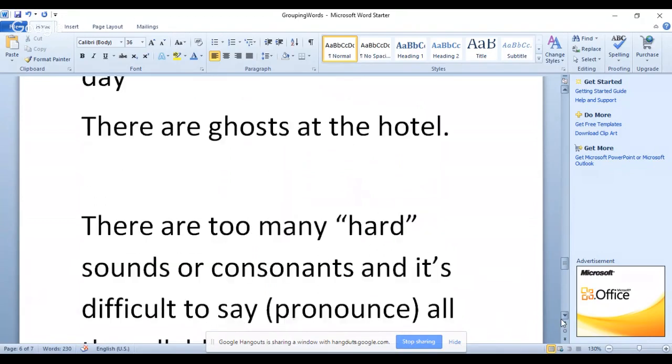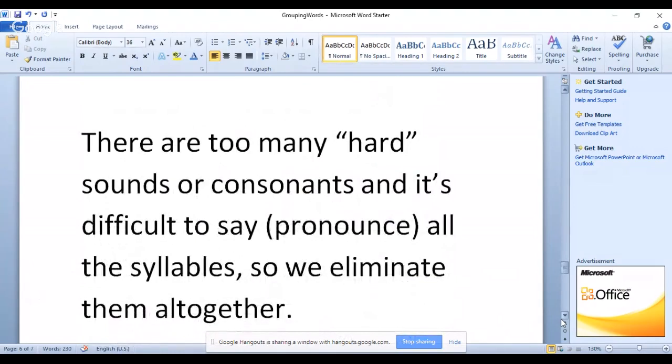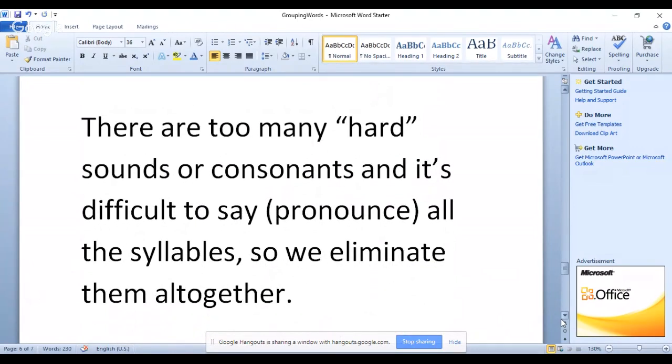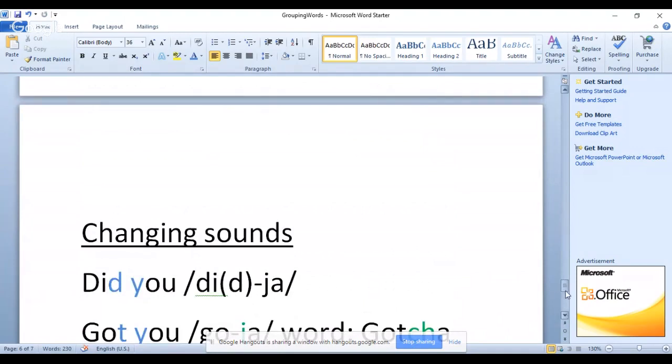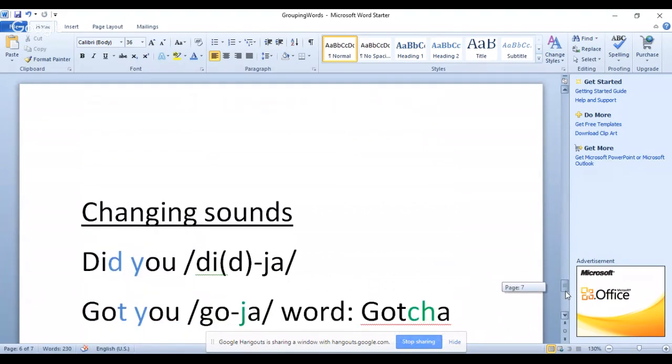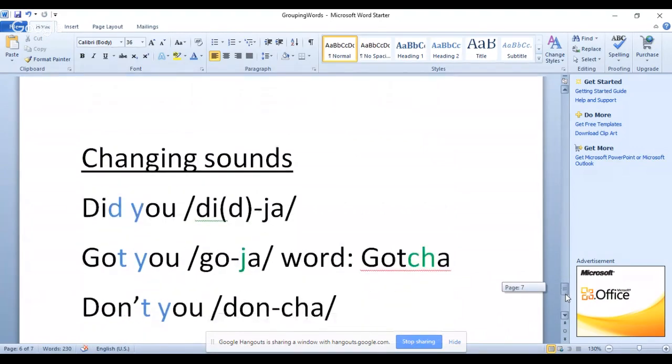And this is what I was just saying. Why don't you go ahead and read this for us? There are too many hard sounds or consonants, and it's difficult to pronounce all the syllables, so we eliminate them altogether. Again, that's basically what we were looking at up above. And these are different examples, which I have some comments on too.